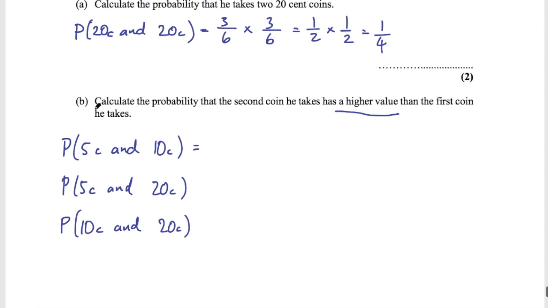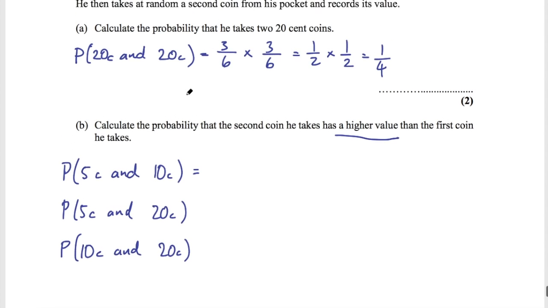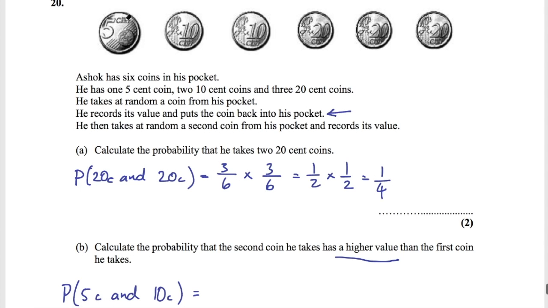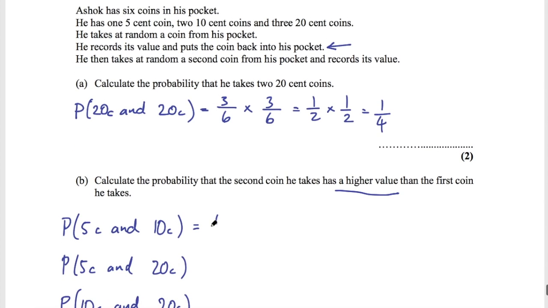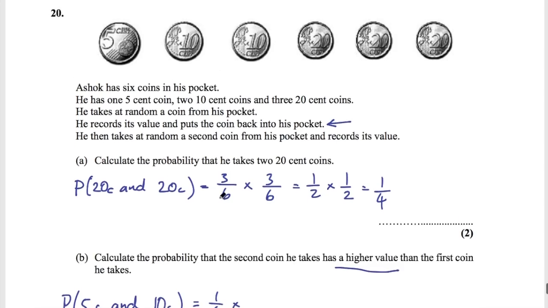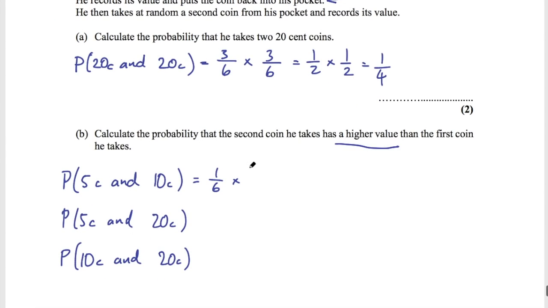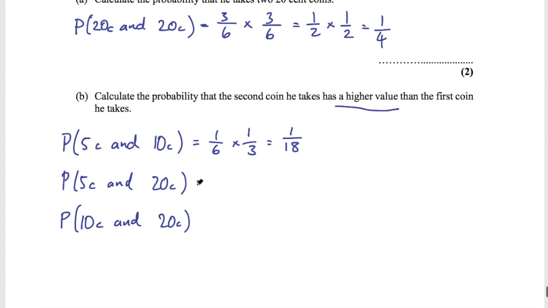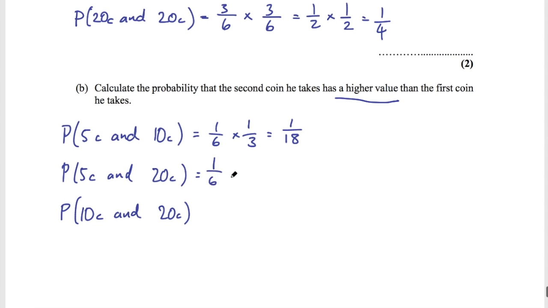So the probability of picking a 5-cent and then a 10-cent. A 5-cent coin is 1 out of 6, and picking a 10-cent is 2 out of 6, or a third. Okay, so 1 out of 6 multiplied by 1/3 is 1 over 18. Then picking a 5-cent and then a 20-cent, well, that's going to be 1 out of 6 again, multiplied by 3 over 6, or a half. So that's going to be 1/12.